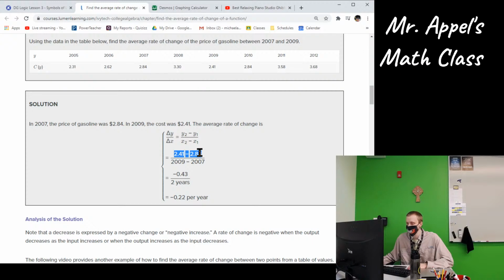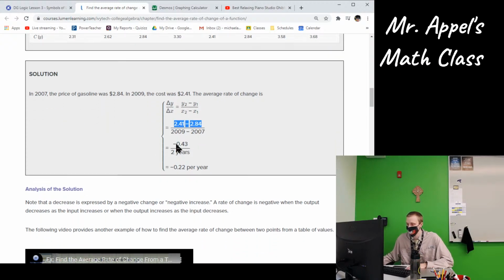2.41 minus 2.81. Because 2.41 goes with 2009, right? If you want to do them backwards, you can. Just make sure you do them both backwards. So we're actually going to get a negative change in the price over 2 years. So on average, the price fell by 22 cents per year. Okay?